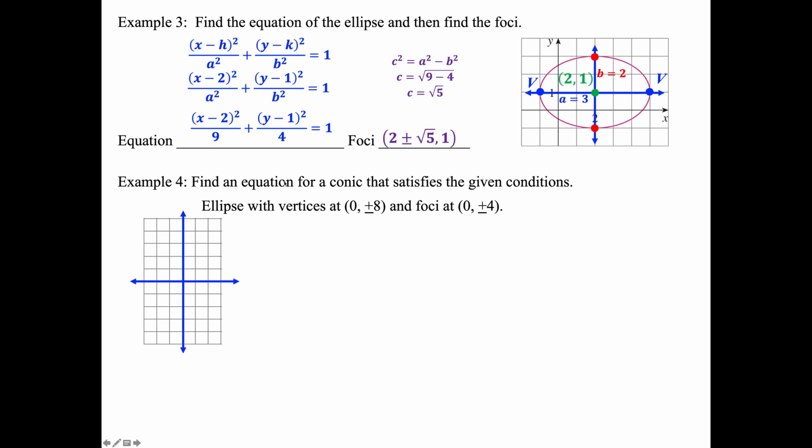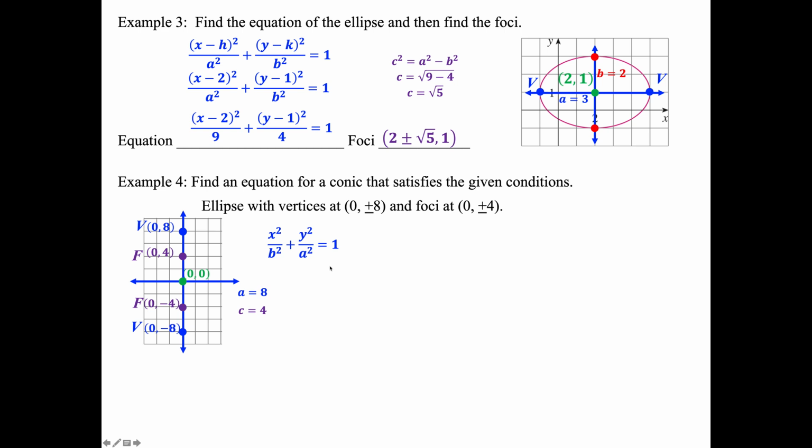Example 4, find the equation of a conic that satisfies the given conditions, the ellipse with vertices 0, comma, plus or minus 8, and foci 0, comma, plus or minus 4. So I'm going to plot those points. Halfway in between my vertices has to be my center. So this has a center at the origin. So a is 8. Foci 0, 4 to 0, negative 4. C is going to be 4.